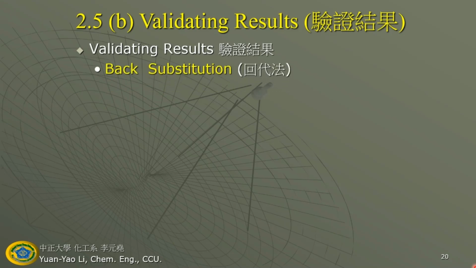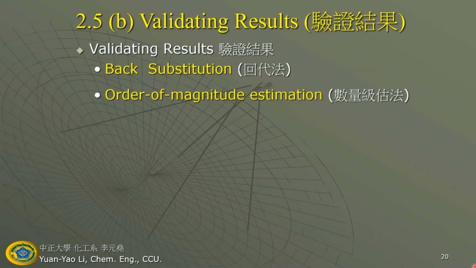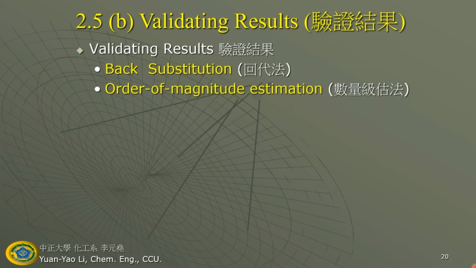Validating the results goes to three. There are two basic directions to let you check the results. The first one is back substitution. The second one is order of magnitude estimation. Back substitution is that once you have a number, you just put the number back into the equation, and you see whether your answer is right or wrong.